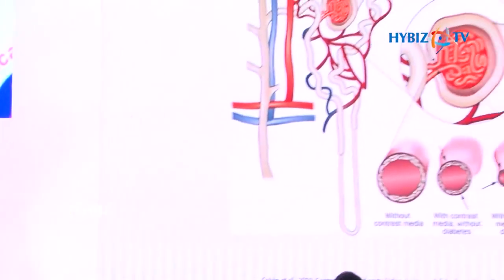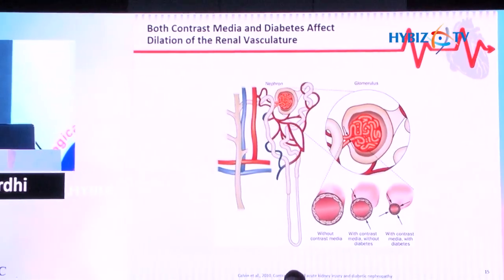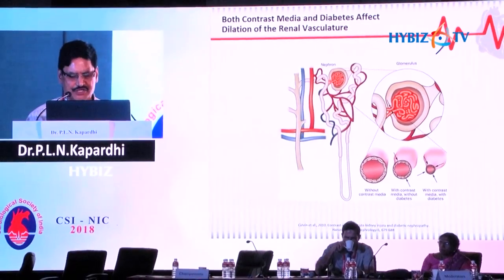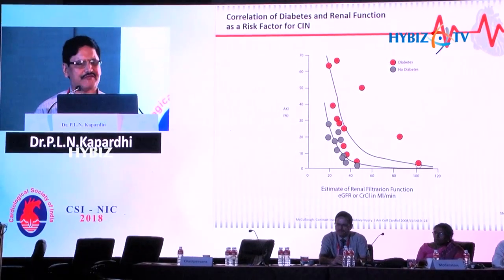This is a diagrammatic depiction of arterioles without contrast media, where you can see the lumen of the afferent arteriole. With contrast media, even without diabetes, once exposed it will cause renal vasoconstriction. In diabetic people, there is much more vasoconstriction, and they are more prone to contrast nephropathy. And there is a correlation between diabetes and renal function as a risk factor of contrast nephropathy.